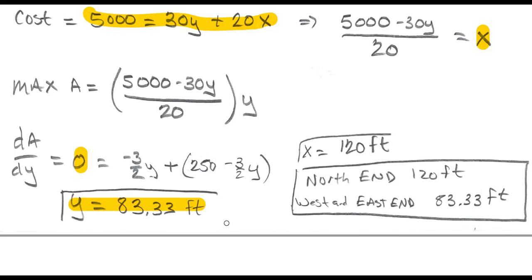I also need to find x. To figure out x, I just plug my value of y, 83.33, in for y and simplified to find x. I calculated x to be 120 feet. The north end of my rose garden should be 120 feet, and the west and east ends of my rose garden should be 83.33 feet.